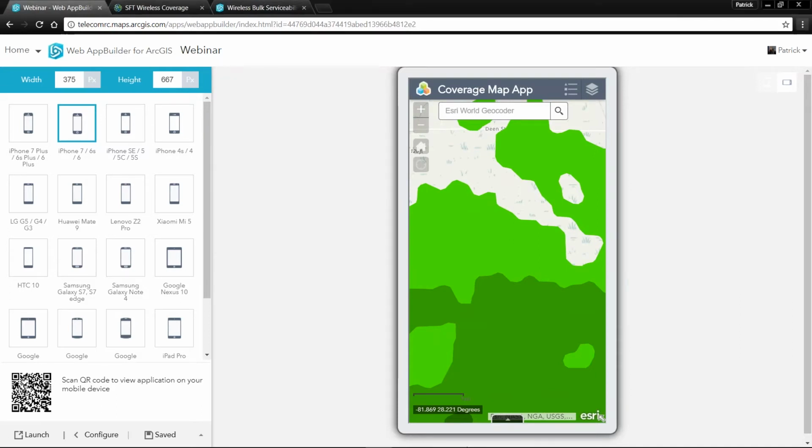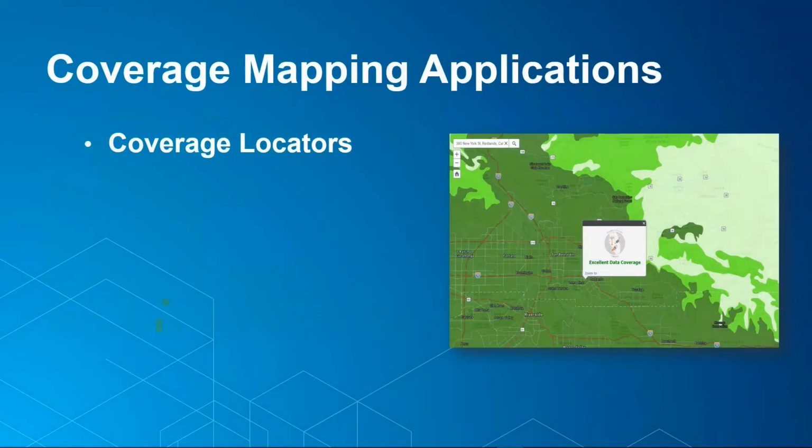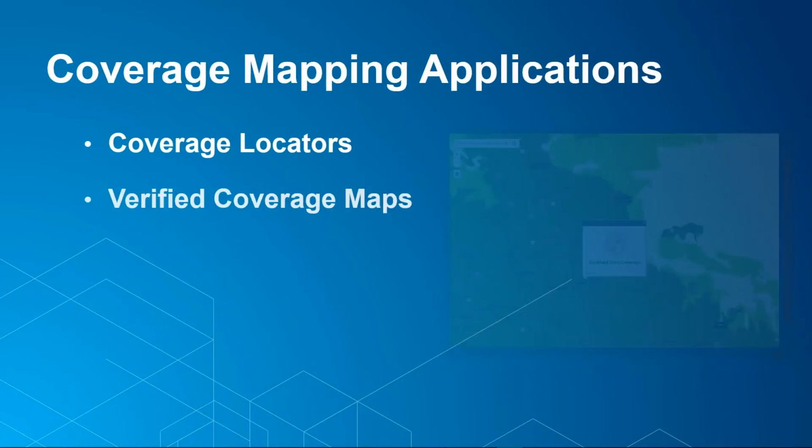All right, so that was a quick example of one application that could be configured using the ArcGIS platform. We also walked through the coverage processing and mapping of that coverage map to be able to consume it within that web application. Now, there's a variety of business apps that you can configure with the coverage data that you are producing. One of those is that coverage locator. So you can have very dynamic, fast, good-looking coverage maps right on the front of your website.